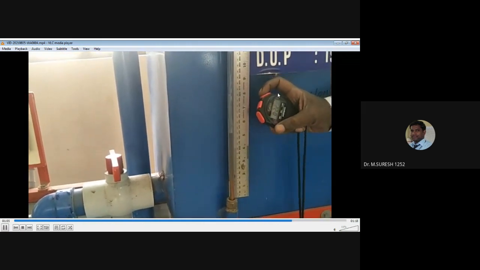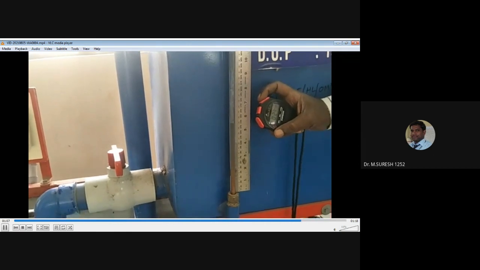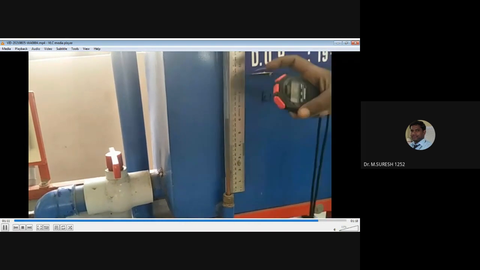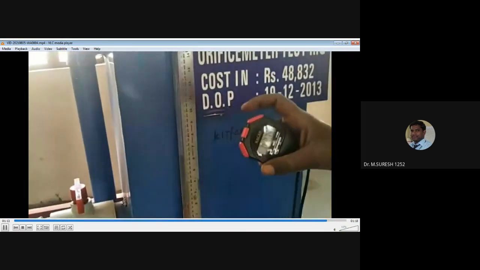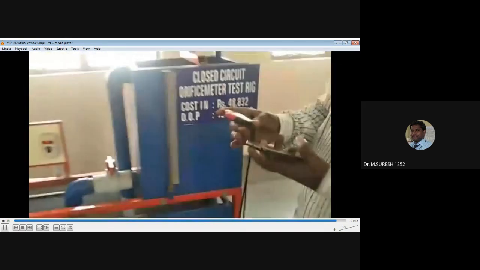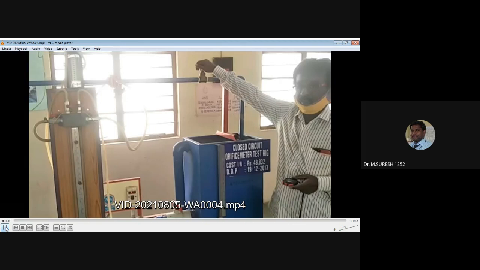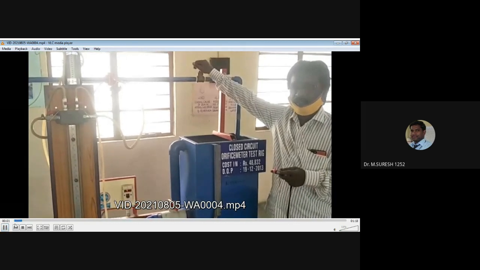Repeat the procedure for getting other similar data for the difference of pressure with respect to time and other parameters. Use that same procedure. You have to take 2 trials, 3 trials or 4 trials.